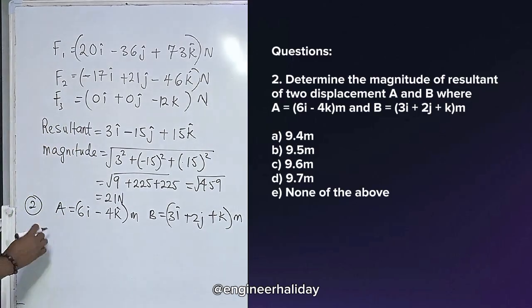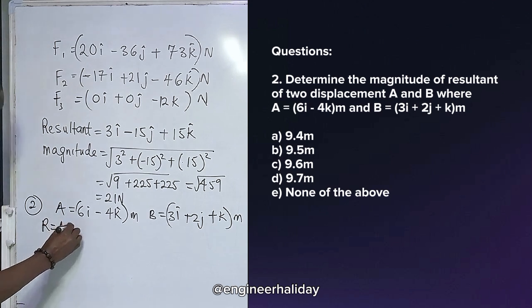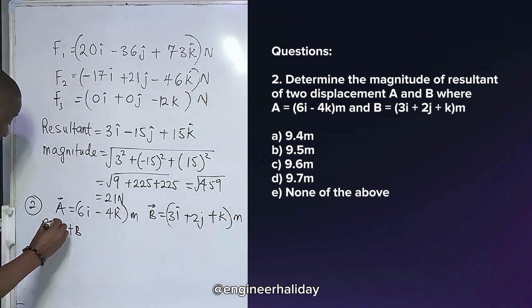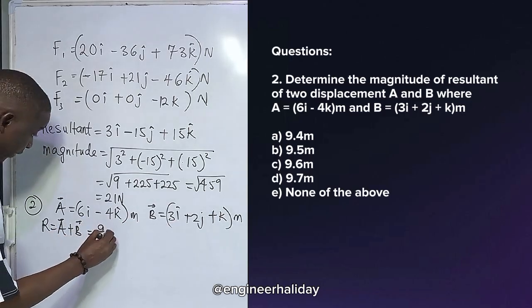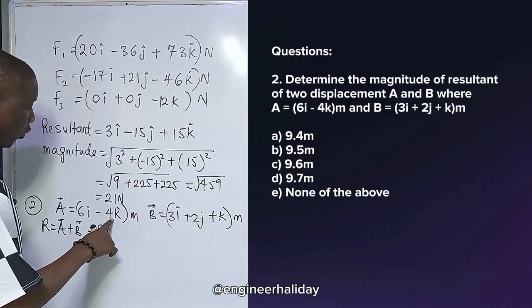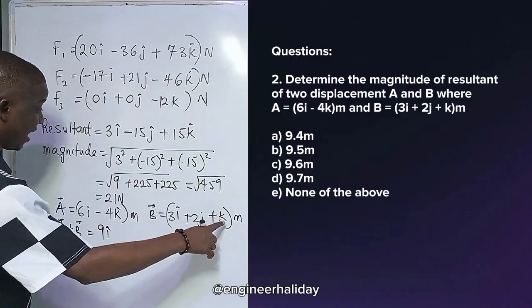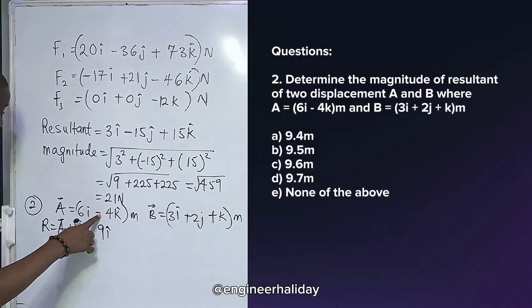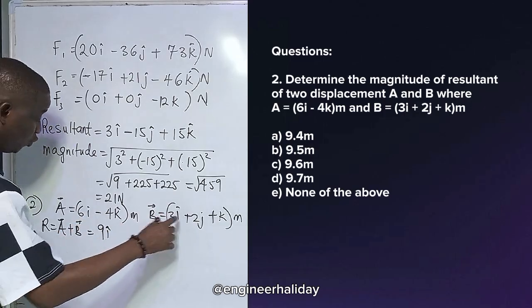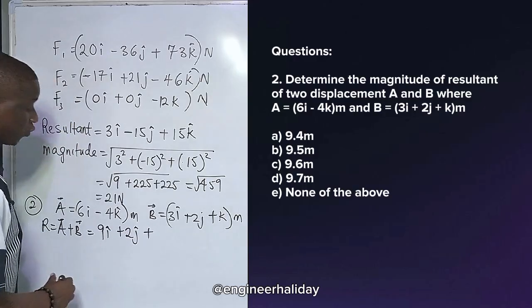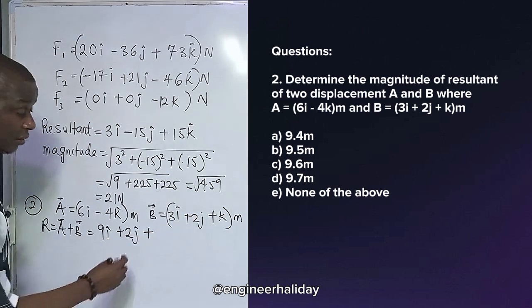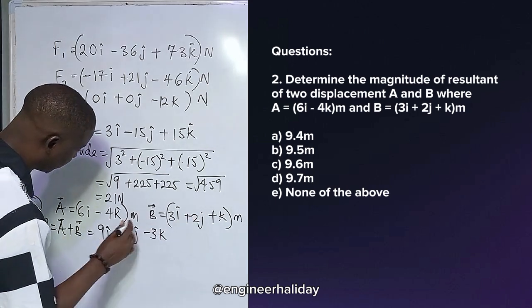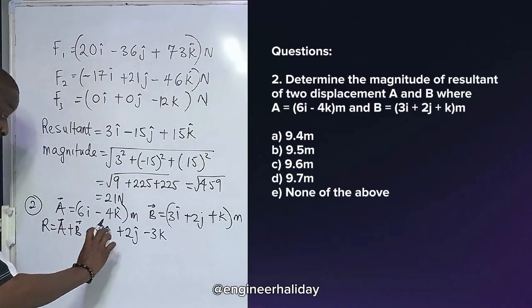Now let's solve this question quickly. Resultant is equal to the addition of the two vectors, vector A and vector B. When you take addition of the two of them, 6 plus 3 will give us 9i. Then what is j here in A? It is 0. So 0j plus 2j will give us 2j. Then minus 4k plus k will give us minus 3k. Excellent.